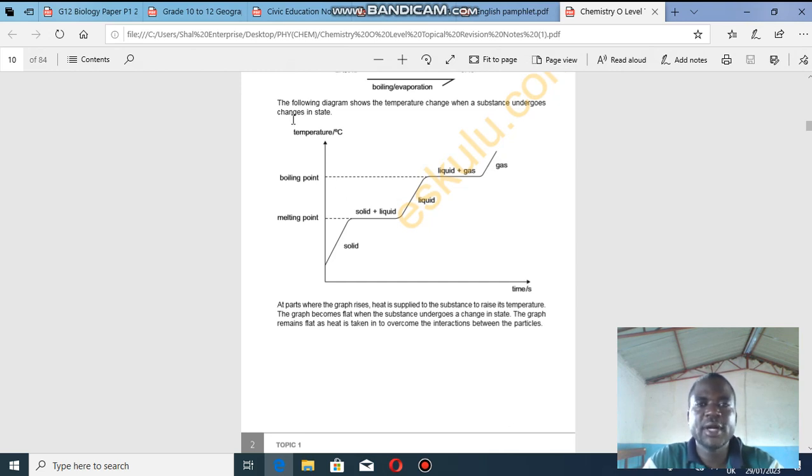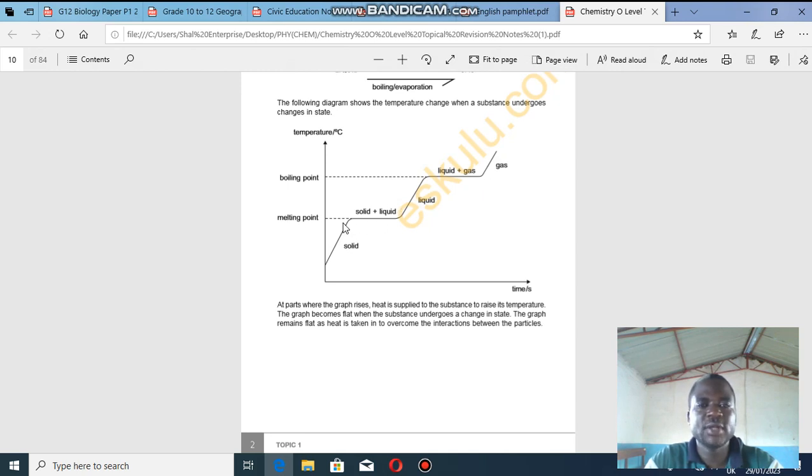So the following diagram shows the temperature changes when a substance undergoes changes in state. So you have to know how to interpret graphs. The y-axis here is temperature, the x-axis here is time, and as you can see, the zero is the corner here, the starting point. But if you look at this, it is starting way above zero there. And then we have dotted lines drawn to meet the horizontal plane.